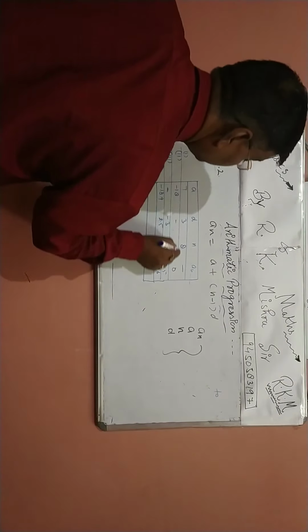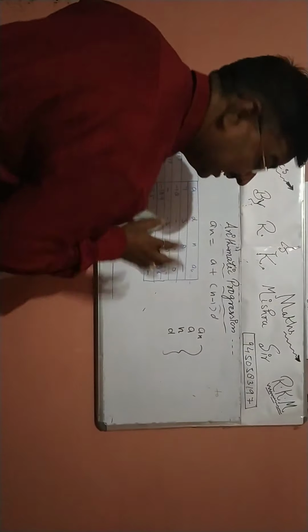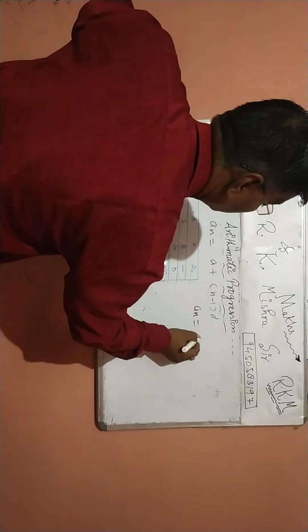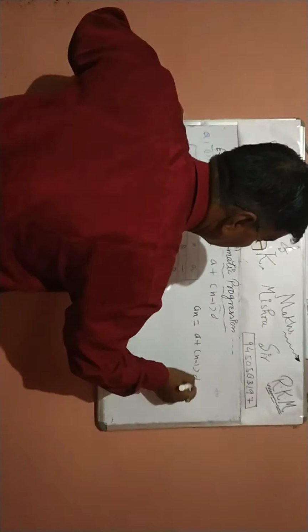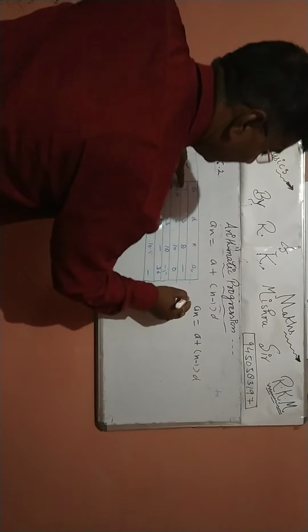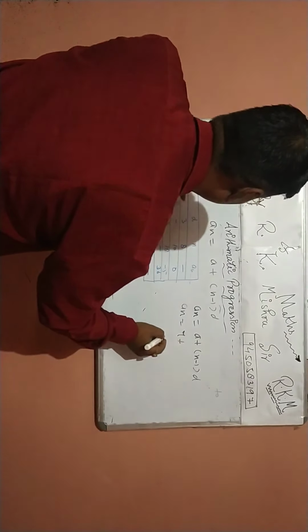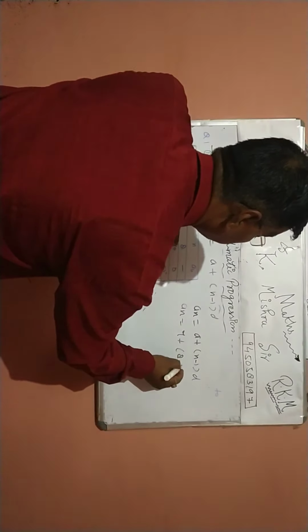Now look here. This table is given. You have to find the missing one. In the first one, the missing one is an. an is equal to A plus n minus 1 into D. What is an? You have to find. A is given, 7, plus n is given, 8 minus 1, into 3. 7 plus 21, that is 28. So the first one is very simple.